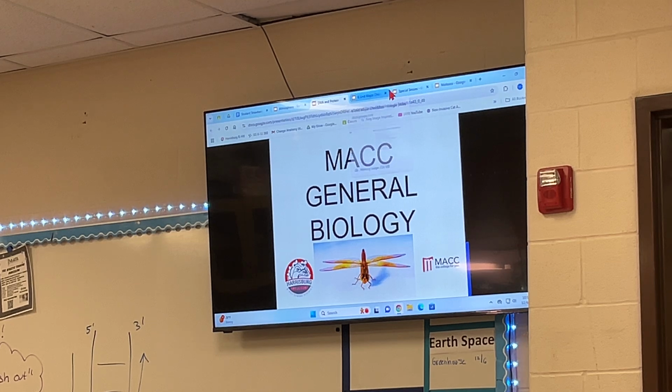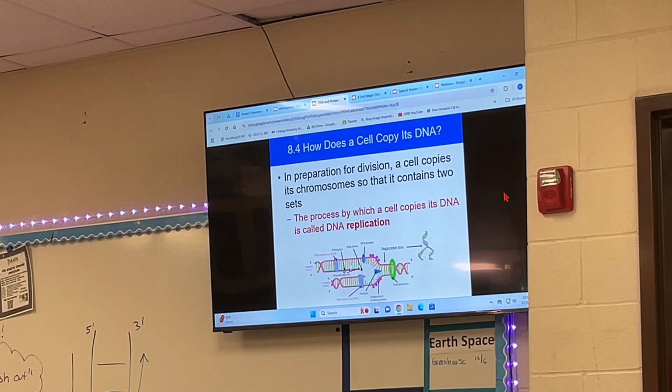Let's learn some replication. We've been learning about DNA: who discovered DNA, and the experiments that led to its discovery. And now we're going to learn about how DNA makes a copy of itself. This process is called replication.